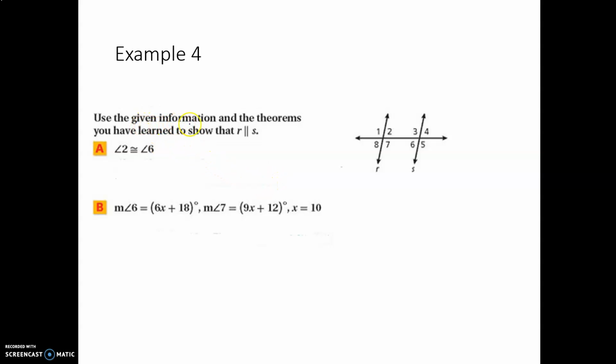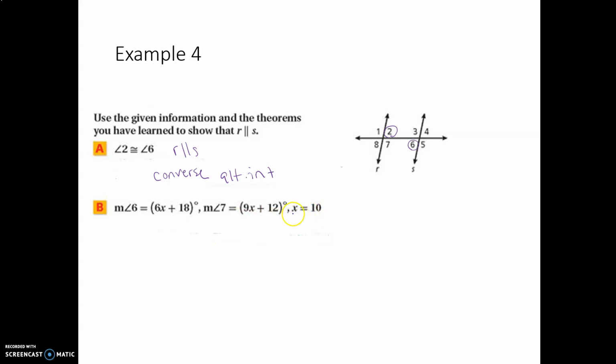Next example, it says use the given information and the theorems you've learned to show R is parallel to S. So they say 2 is congruent to 6. Well, if 2 is congruent to 6, if 2 is equal to 6, then yes, R is parallel to S. And again, I want that word converse because of the converse. Looks like those are alternate interior angles theorem.